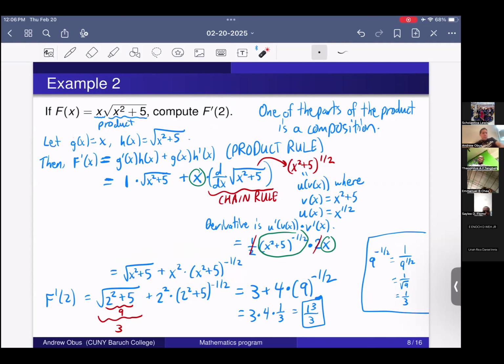Okay, are there any questions about any step here? The main part that we're interested in is the chain rule, but here the chain rule is just one intermediate step in the middle of a more complicated problem. Yeah, 3 plus 4 times 1/3. Oh, sorry, plus. Yes, sorry. Thank you. Yeah, plus. Any other questions on this?